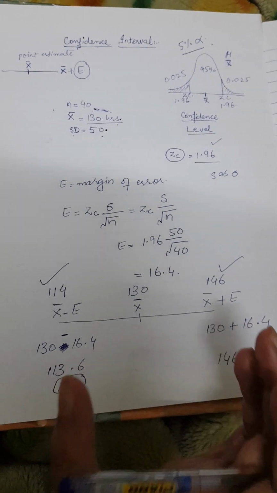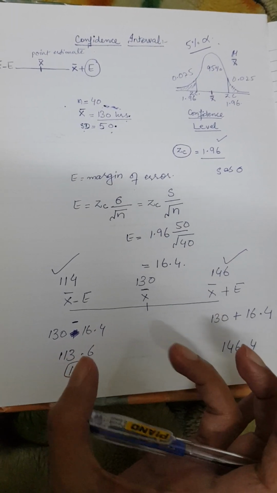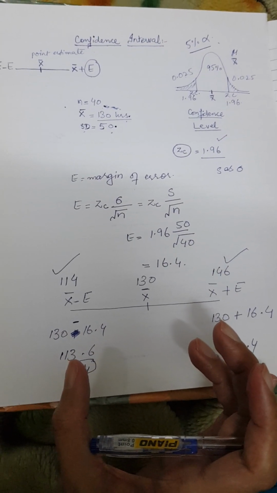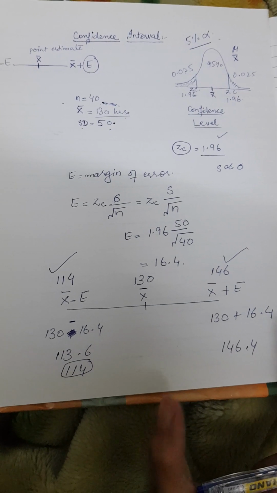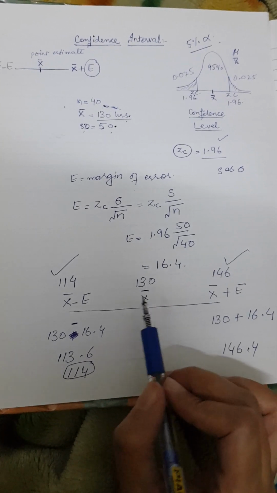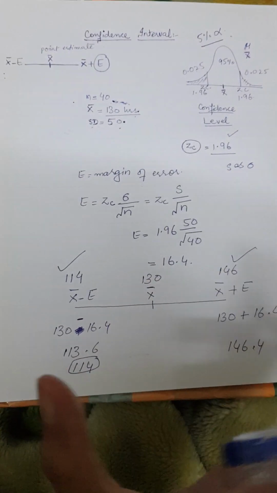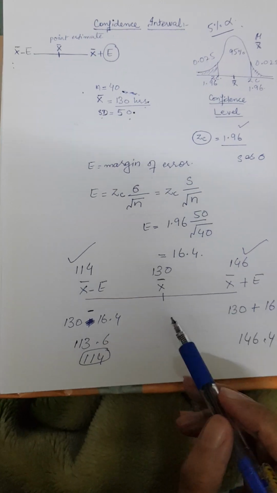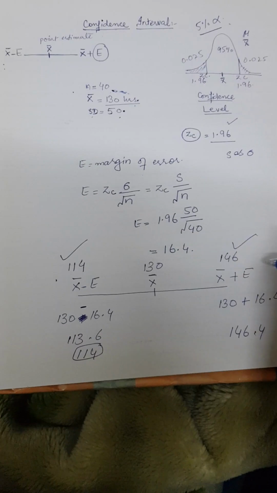And now what is confidence interval? Confidence interval are the two limits within which the population mean, mu, is present, and these right and left values are indicating how far the two limits are from the sample mean. So what is the confidence interval? The confidence interval is an interval within which the population mean is present, and for a sample mean of 130, it is between 114 and 146.